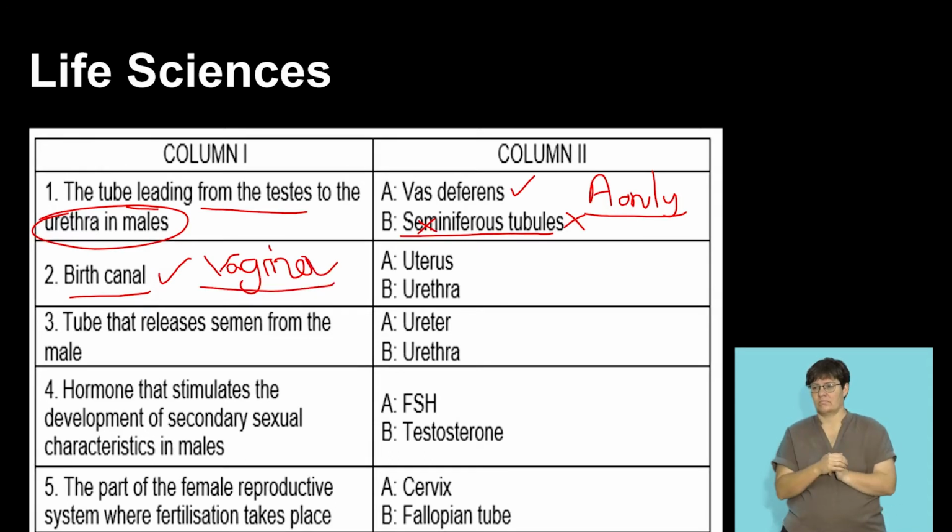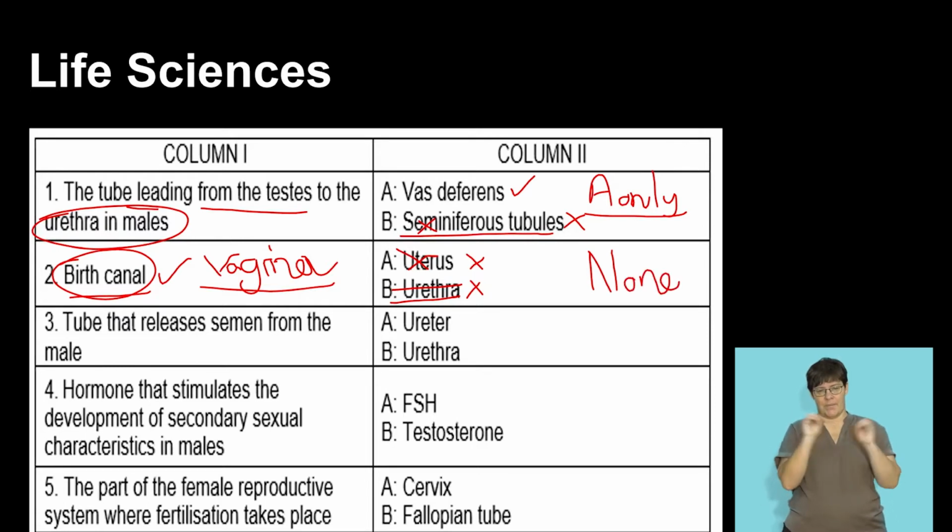In column 2 we have the uterus and the urethra. Certainly not the urethra. However, if you're thinking about the uterus, remember that the question says birth canal. The uterus is the structure in which the baby develops during gestation. So it's certainly not the uterus, and hence none of these are correct. And so we've got to illustrate clearly that none of these options are correct.